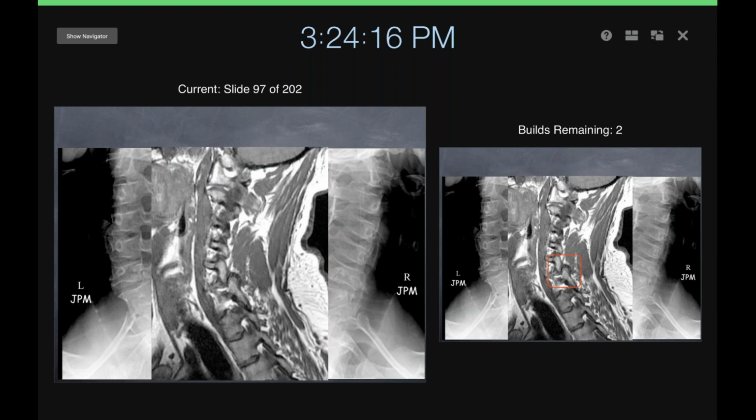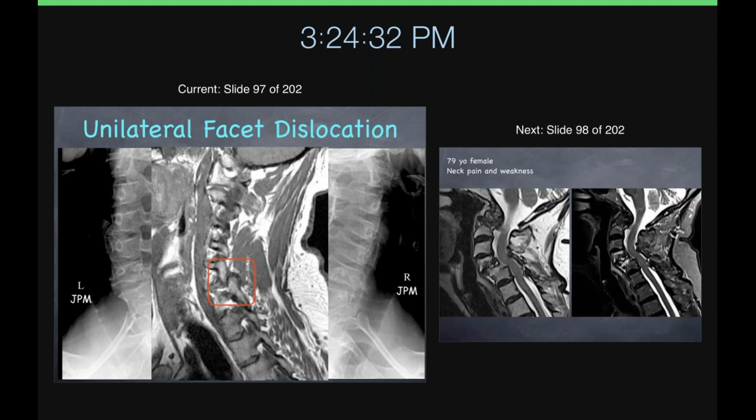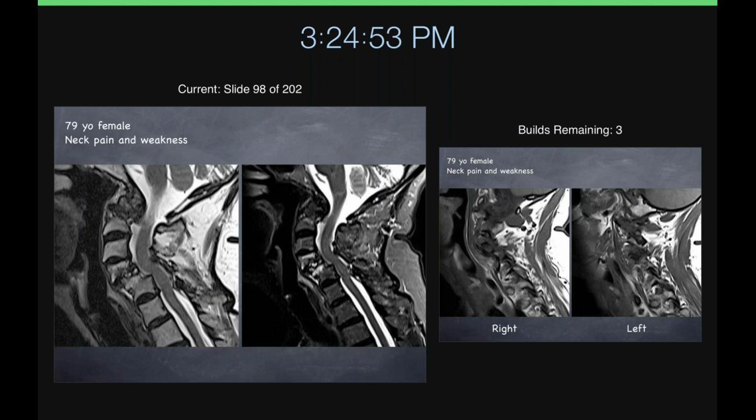So what's happening here? This is normal. Right. So it's perched actually. It's crossed over. Yeah. So this is another unilateral facet dislocation or unilateral jump facet, where this should be behind. Right. The inferior facet of the upper level should be posterior to the superior facet of the inferior level. So this is a unilateral jump facet, right? Okay. Sam?